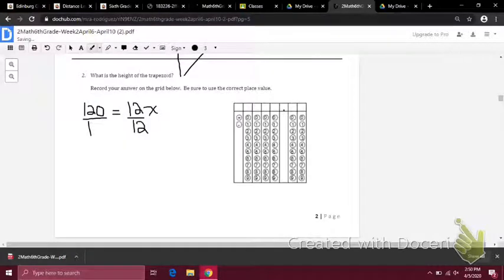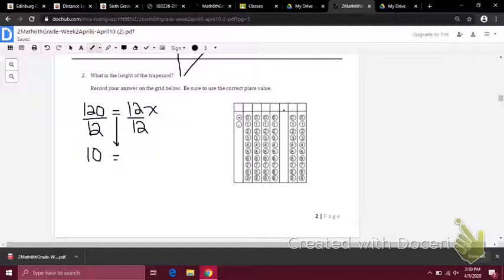Let's see if it comes up. All right, there we go. You're going to bring down your equal sign, just like I always do. And on this side, if you divide 120 by 12, you get the answer of 10.